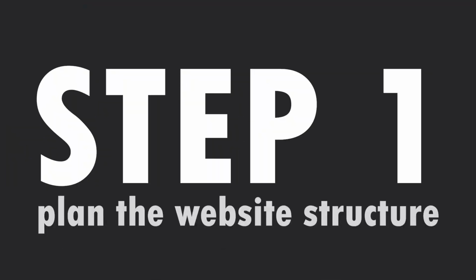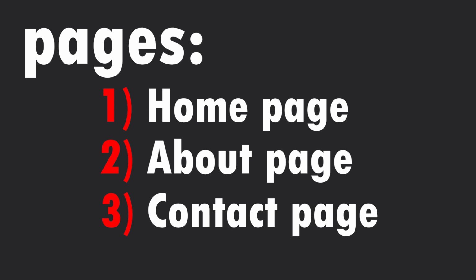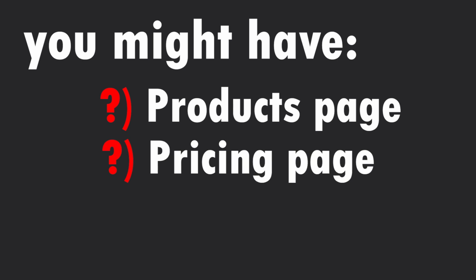Step 1. Plan the website structure. Start by identifying the different sections and pages your website will have. Usually there is a home page, about page, and contact page. All the rest will depend on the purpose of your website. You might have a products page, a pricing page, etc.